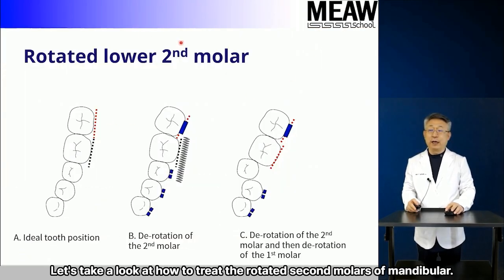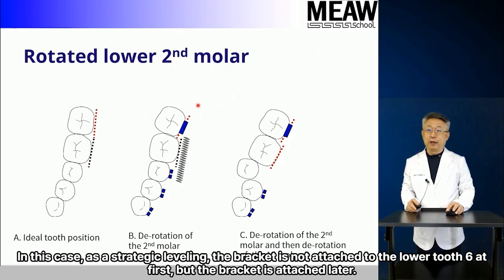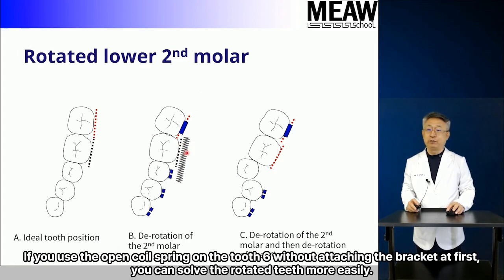Let's take a look at how to treat the rotated second molars of the mandible. In some cases, only the mandibular second molar is rotated. In this case, as a strategic leveling, the bracket is not attached to the lower tooth 6 at first, but the bracket is attached later. If you use the open coil spring on tooth 6 without attaching the bracket at first, you can solve the rotated teeth more easily.